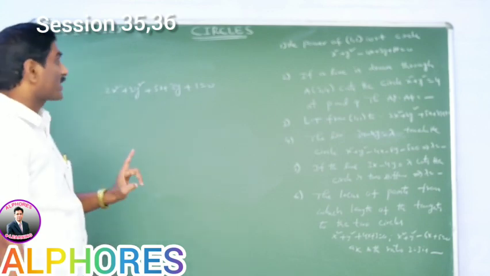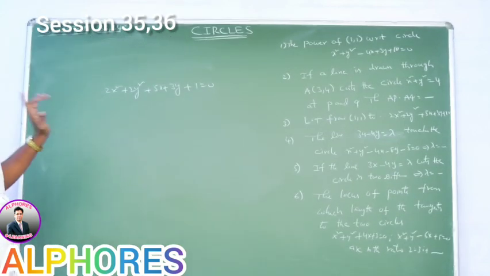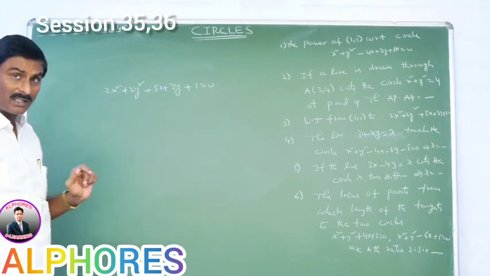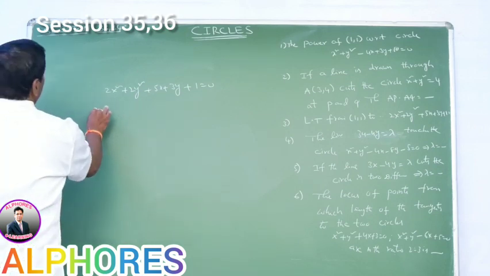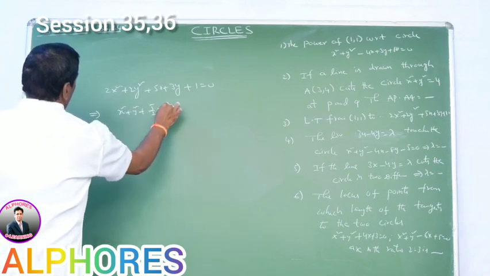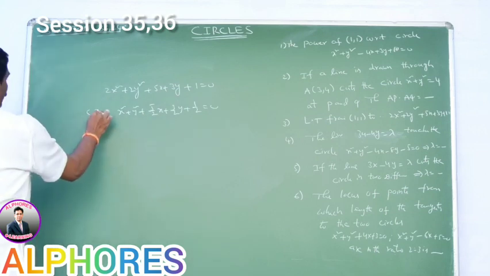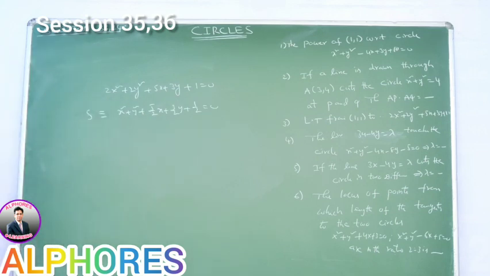Okay. So first we reduce this equation into standard form. For getting the standard equation, we divide the given equation on both sides by 2. That means it can be reduced into x square plus y square plus 5 by 2 x plus 3 by 2 y plus 1 by 2. It is the S. Standard form of the circle is S.